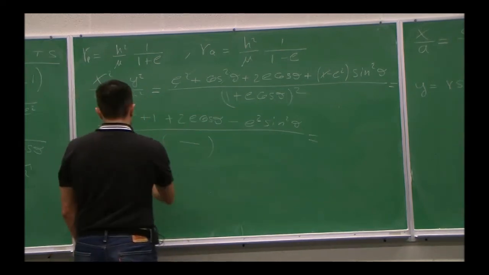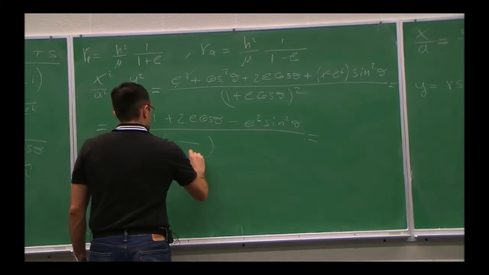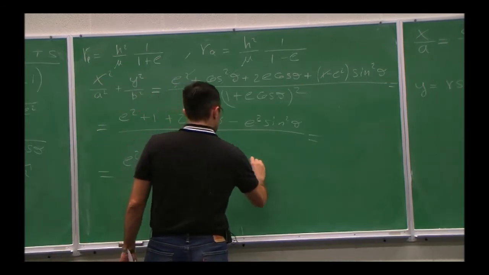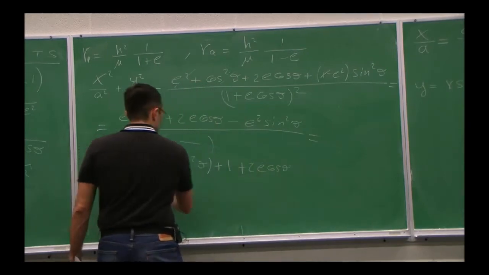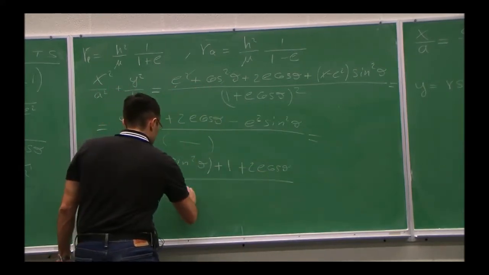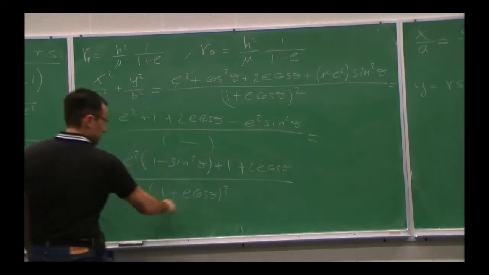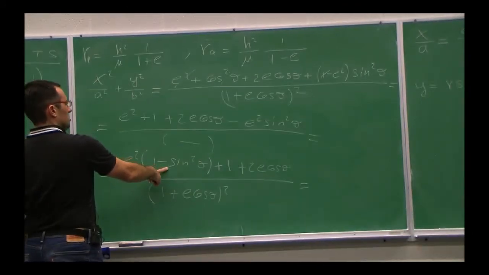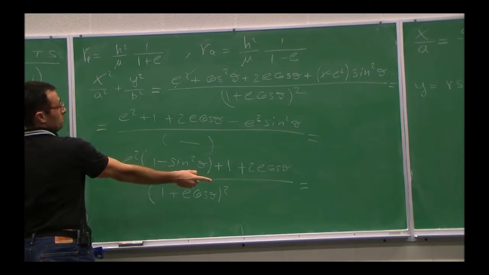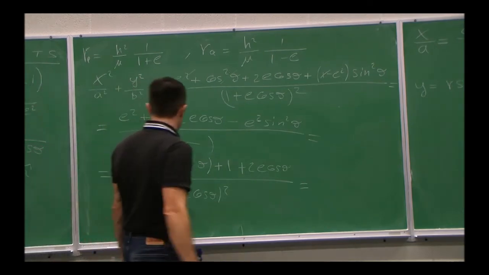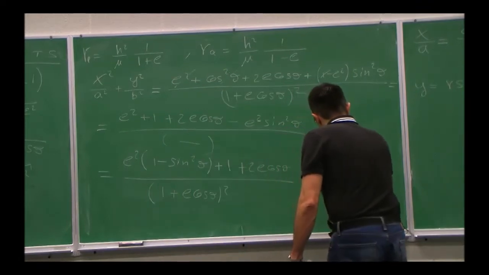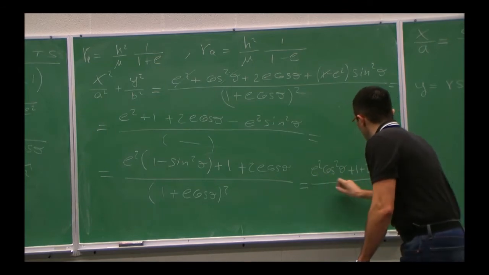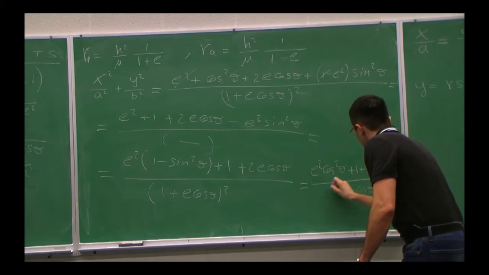Yeah, collect e squared. Okay. E squared times 1 minus sine squared of theta. I'm collecting e squared here. Plus 1 plus 2e cosine of theta. You know where we're going here, right? I need to get the same thing that I have in the denominator, otherwise I don't get a 1. I need to get exactly this, otherwise it's not working. This is cosine squared, right? E squared cosine squared of theta plus 1 plus 2e cosine of theta over 1 plus e cosine of theta squared.